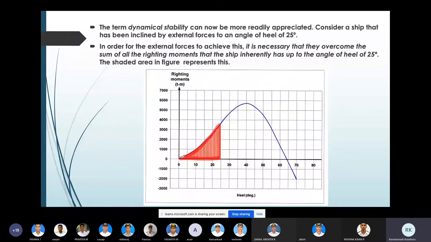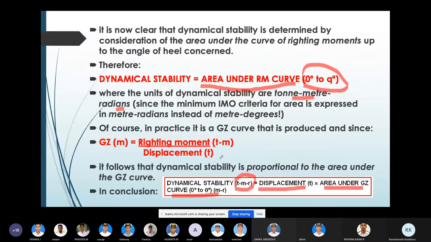We already discussed Simpson's rule, Simpson's rules 1 and 2. We'll be using the same procedure to calculate the area under the GZ curve. That is why Simpson's rules have been designed, because when you have a curve and a line, with this I can find out the area under a GZ curve. Once I find the area, multiplied by displacement it will give me my dynamical stability in ton meter radians. Okay, understood? Yes, sir.